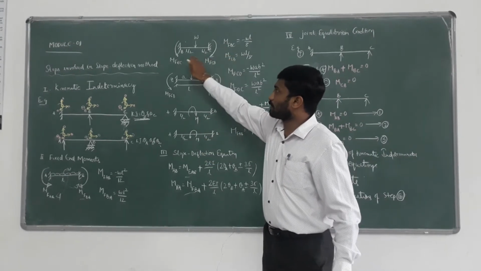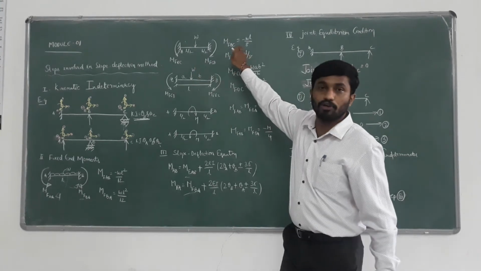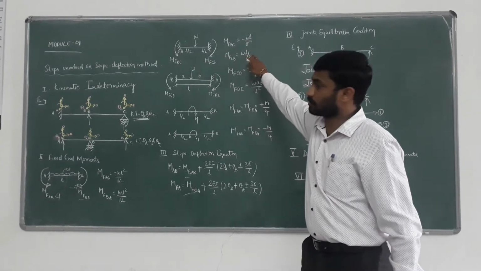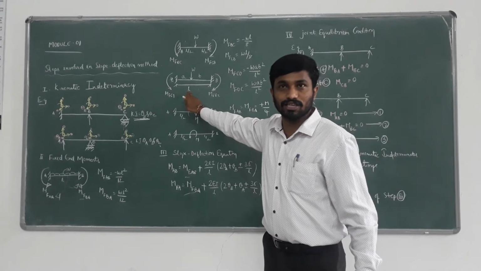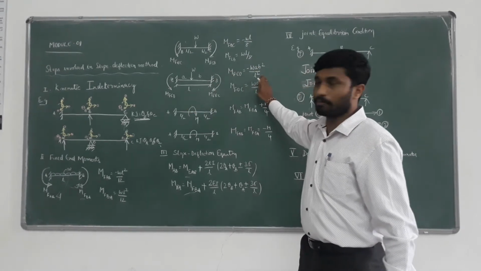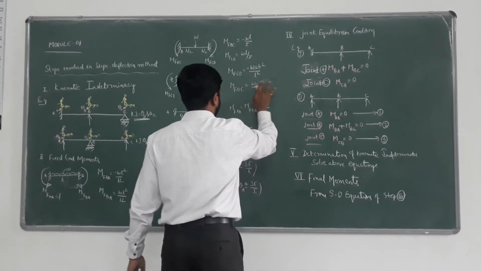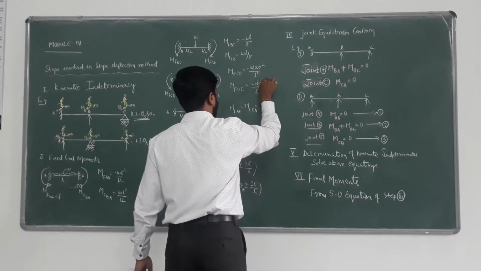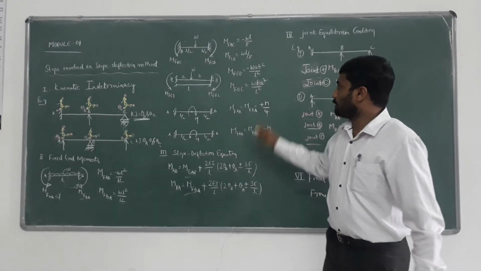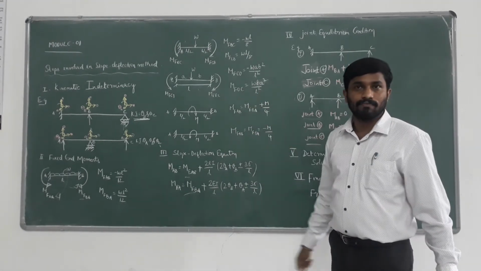For a span having a point load at the center, the fixed end moments are minus WL by 8 and plus WL by 8. For the span having an eccentric load, minus WAB square by L square, and I have to replace that, so it is PA square by L square, PB square by L square.